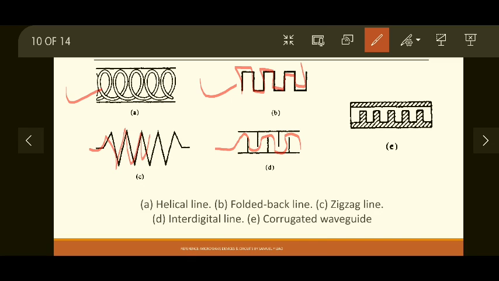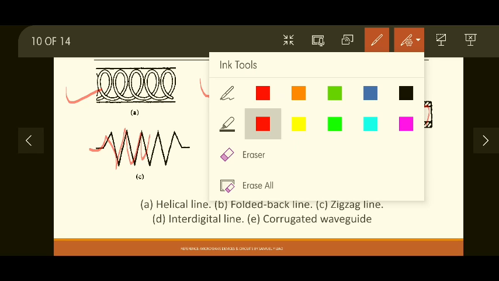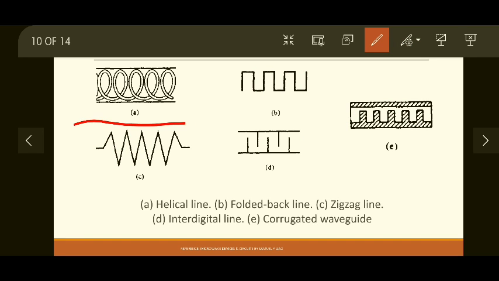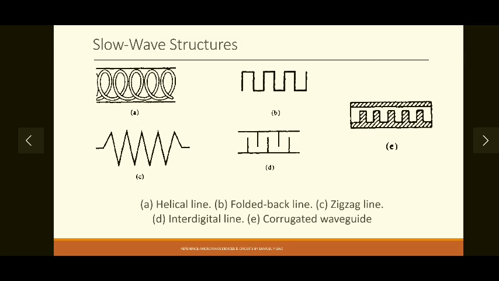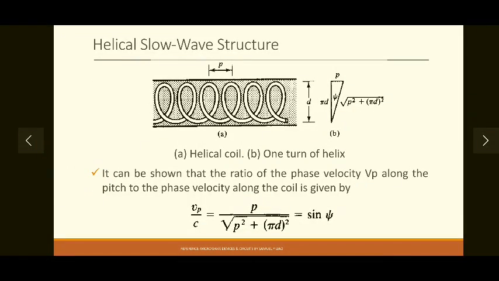And the fourth one is the corrugated waveguide. That means inside a waveguide we are creating a corrugation, that is different types of slots, so the wave can travel between these slots and its speed will be reduced. Out of these, this one is the most popular, which is used inside a helical TWT, and that's why it is called a helical TWT. So one thing that we have seen is what a slow wave structure is. Now the next thing, what is the pitch of a slow wave structure?